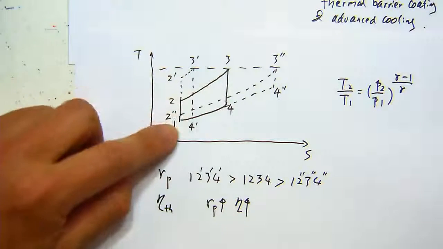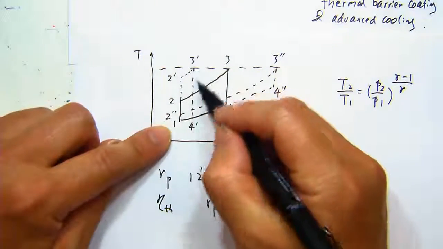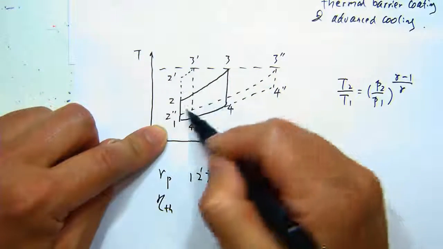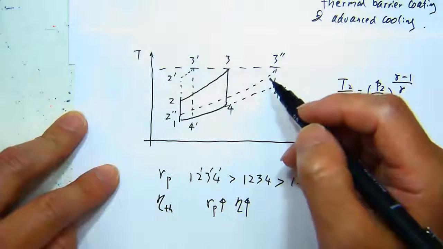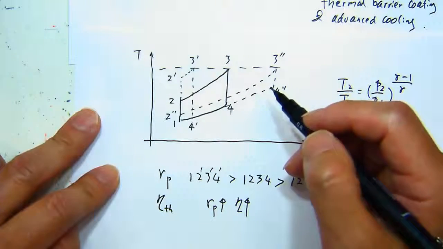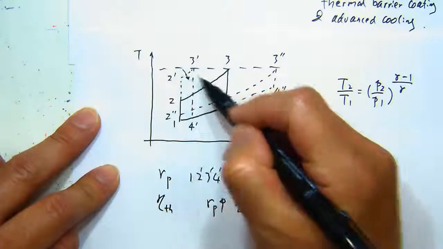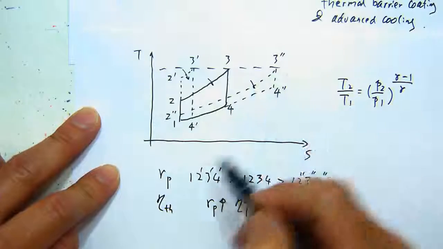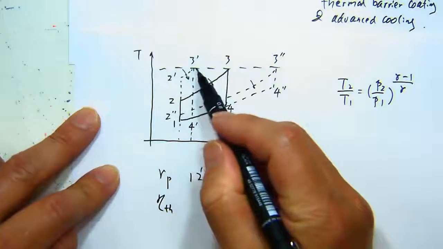Which area corresponds to work? The area enclosed by the 4 steps, right? They have different work. That's obvious. But they also have different heat input. Heat input corresponds to the heat that you add here, and add here, and all the areas underneath this curve.